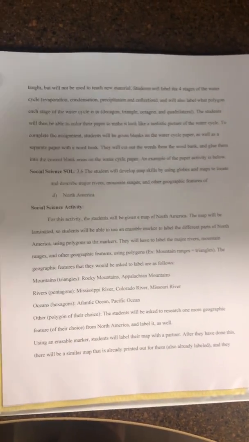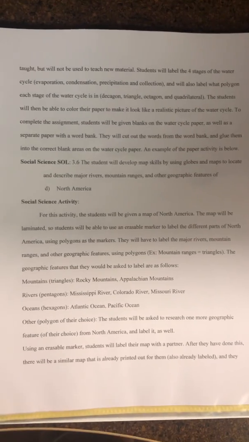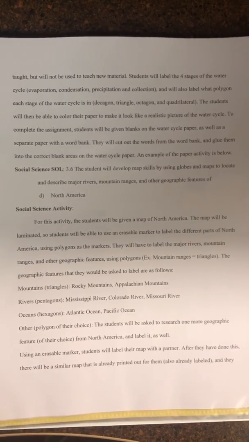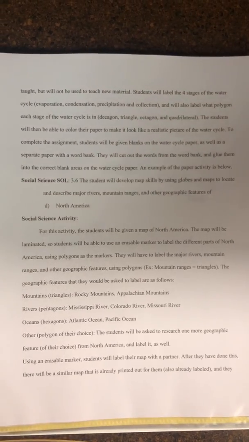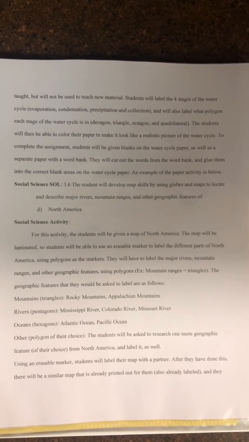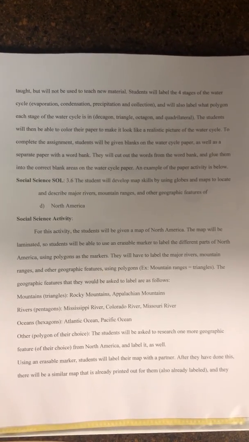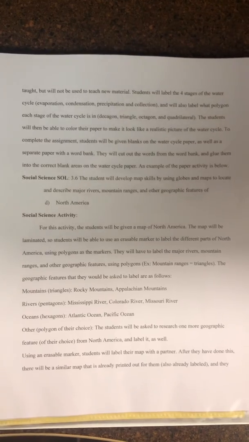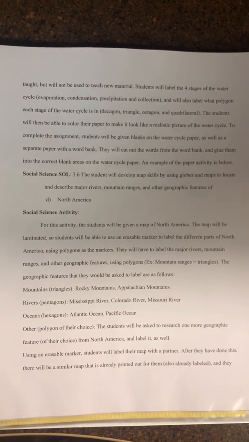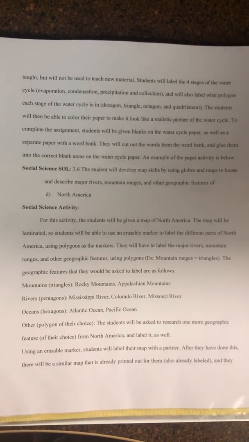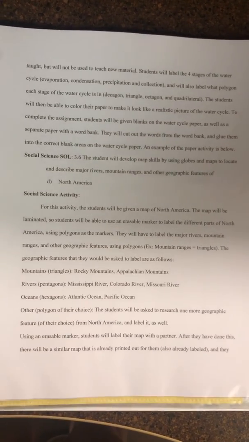So this activity isn't necessarily to teach new material, but more so to reinforce what they already know in their science. So what I would do for this science activity, which I'll show in 1 minute, will be that they will see a picture of the water cycle, and they will have to identify the four stages of the water cycle: evaporation, condensation, precipitation, and collection. And then they will also have to label what polygon each stage of the water cycle is located in.